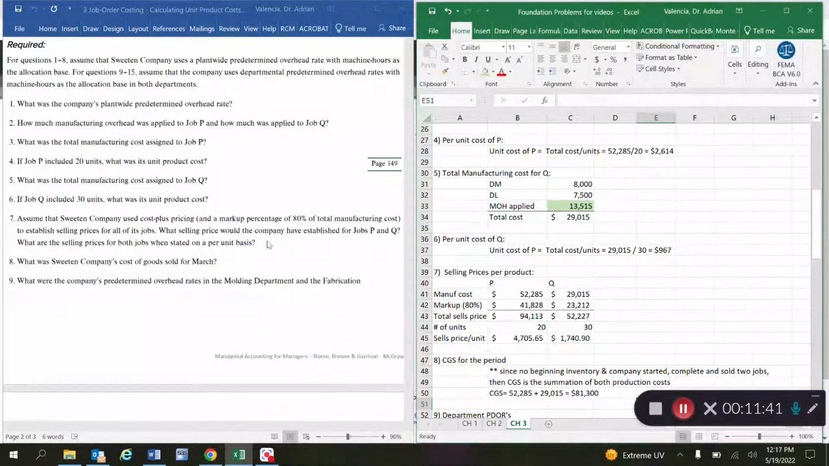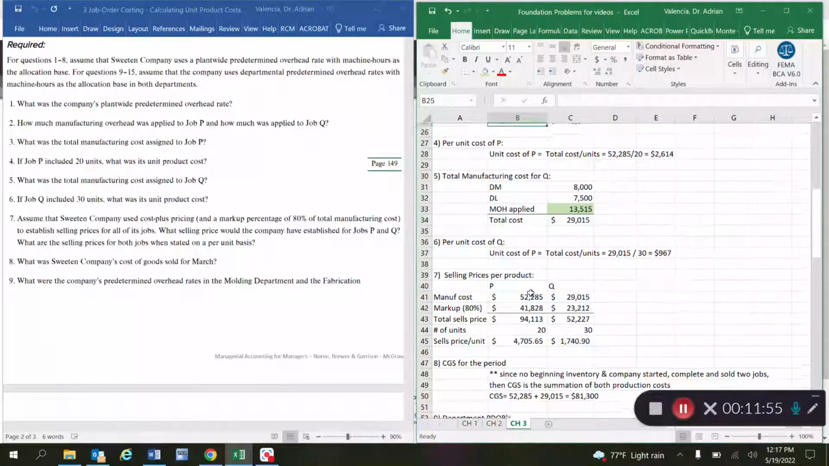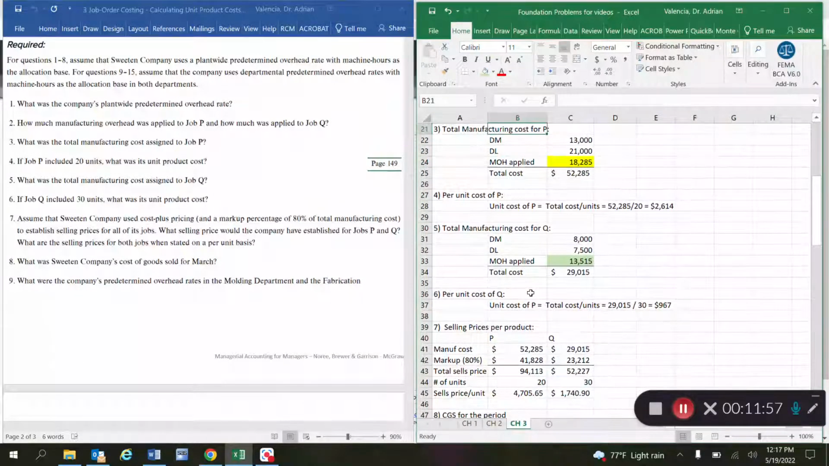So what selling price would the company have established for jobs P and Q? And what are the selling prices for both jobs when stated on a per unit basis? All right, so we know what the manufacturing costs are. Those came from our computation right here. So for job P, the total cost was $52,000, and that's what I have right here. And then for job Q, $29,000, which is what I have right here.